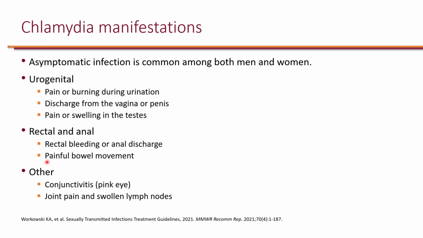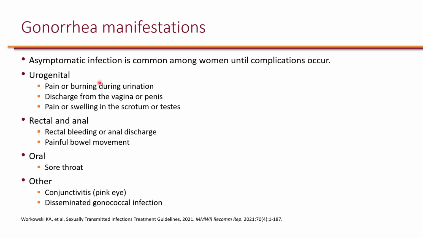And then outside of your genital and rectal, you can have conjunctivitis. And in severe cases, you can have joint pain and swollen lymph nodes. Now, when we look at gonorrhea, again, asymptomatic infection is common among women until complications occur. Men are more likely to be symptomatic, so it doesn't list men here. Gonorrhea is very symptomatic in men. And again, the same routes, right? So urogenital, again, similar symptoms for each route, so rectal and anal.